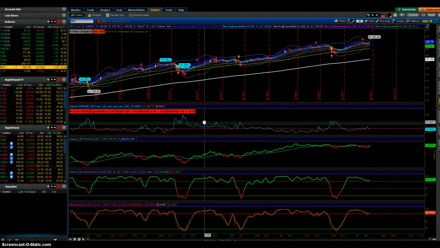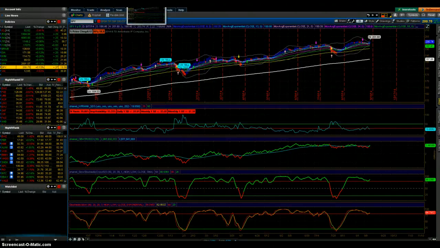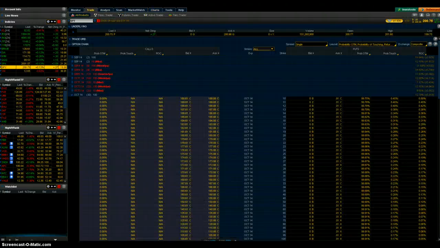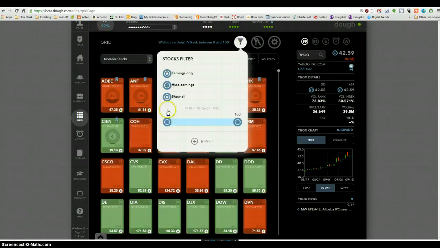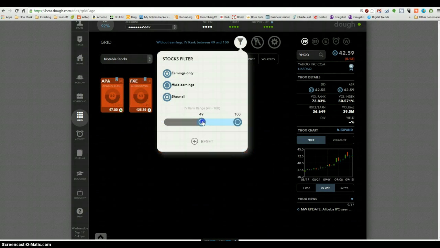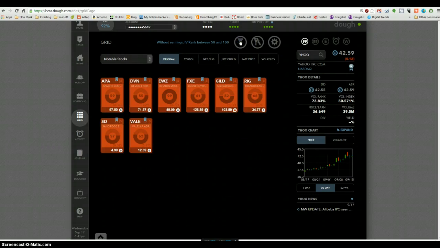Now let me show you something on Thinkorswim. IV rank on DOLE is these numbers in the middle of the circle. I'll put on my filter, hide earnings, and I'll show you why this is important. IV rank of 50 or more. At Tastytrade, what we do is trade stocks with IV ranks of 50 or more. So we're looking for companies or ETFs with an IV rank of 50 or more.